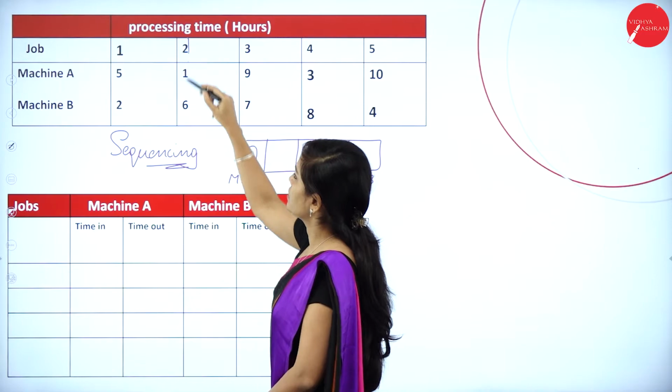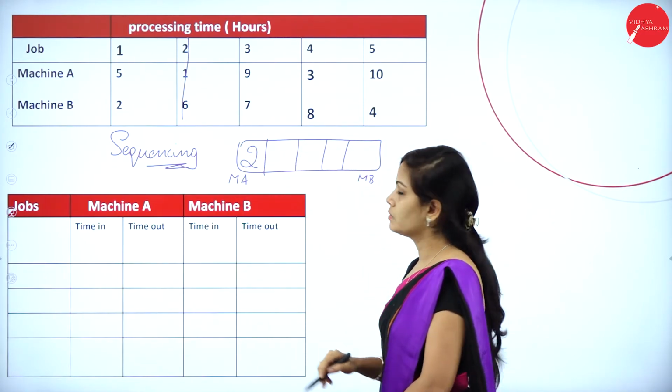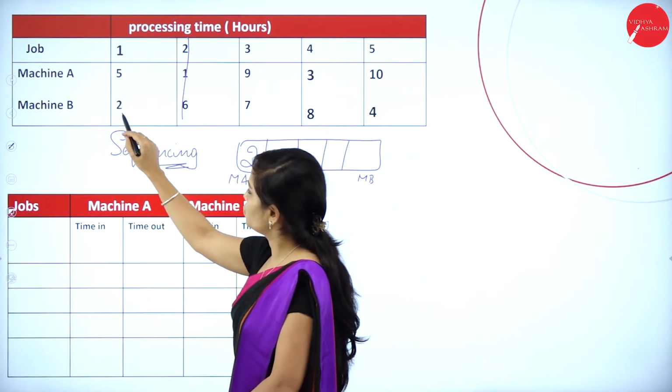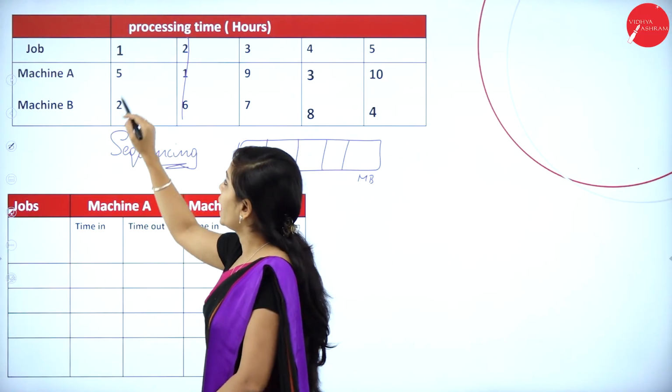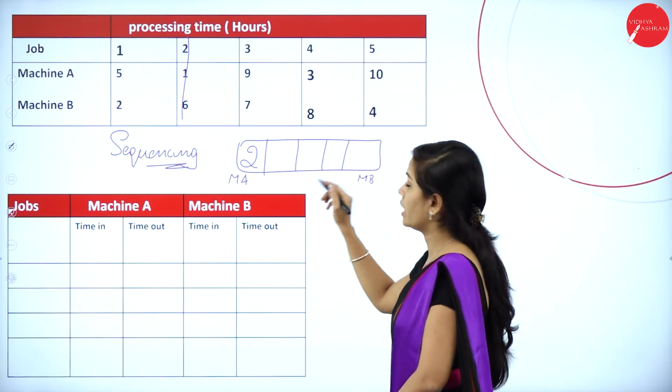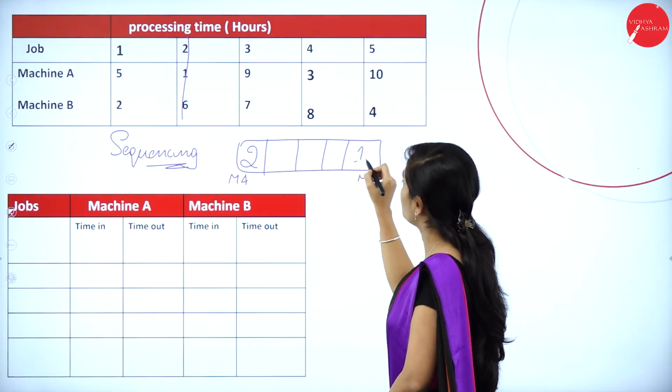So I can cancel this. And the second least value is 2. It comes under machine B and job 1. So for machine B, I can start from this side, right? So I will write job 1.